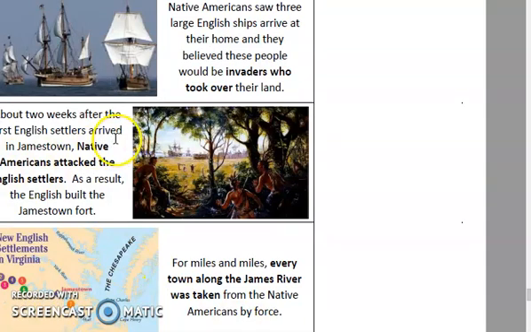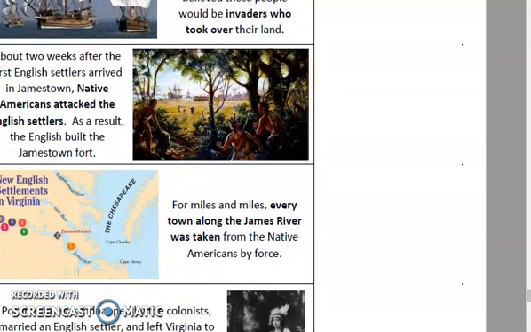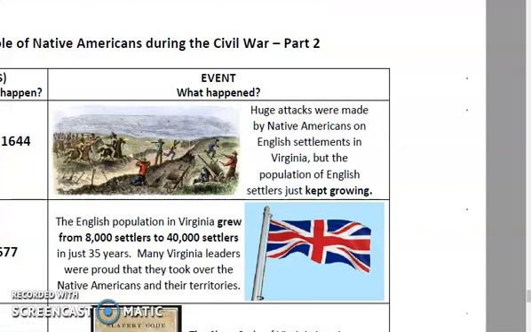May of 1607. About 2 weeks after the first English settlers arrived in Jamestown, Native Americans attacked the English settlers. As a result, the English built the Jamestown fort. 1607 to 1640. For miles and miles, every town along the James River was taken from the Native Americans by force, and we can see that in this map over here. Those of you in my class, when we went to Jamestown, they showed us that map with the Native American population. I want you to remember that.